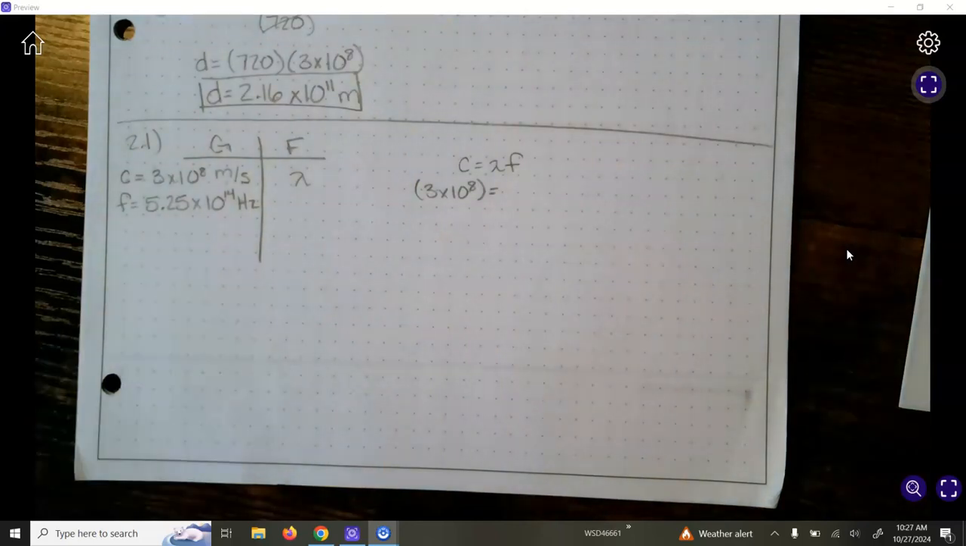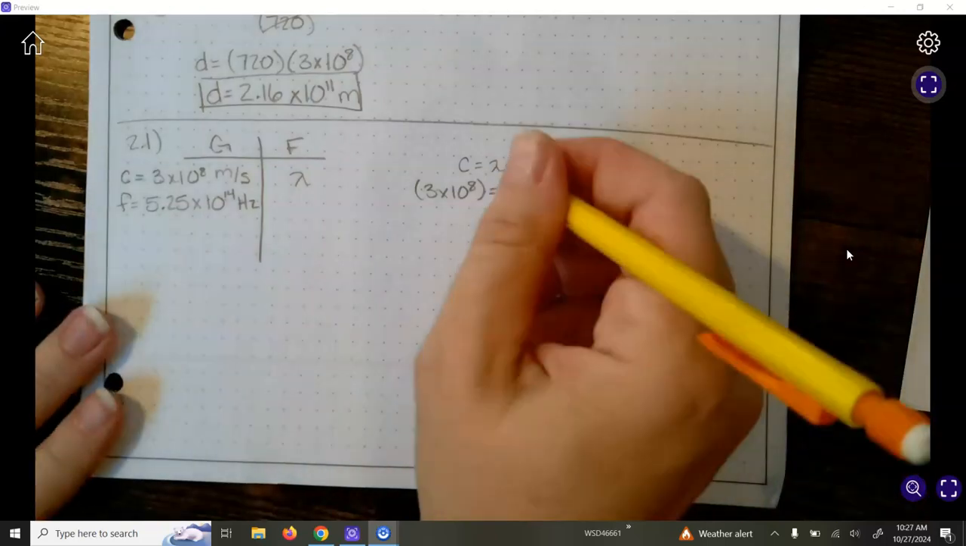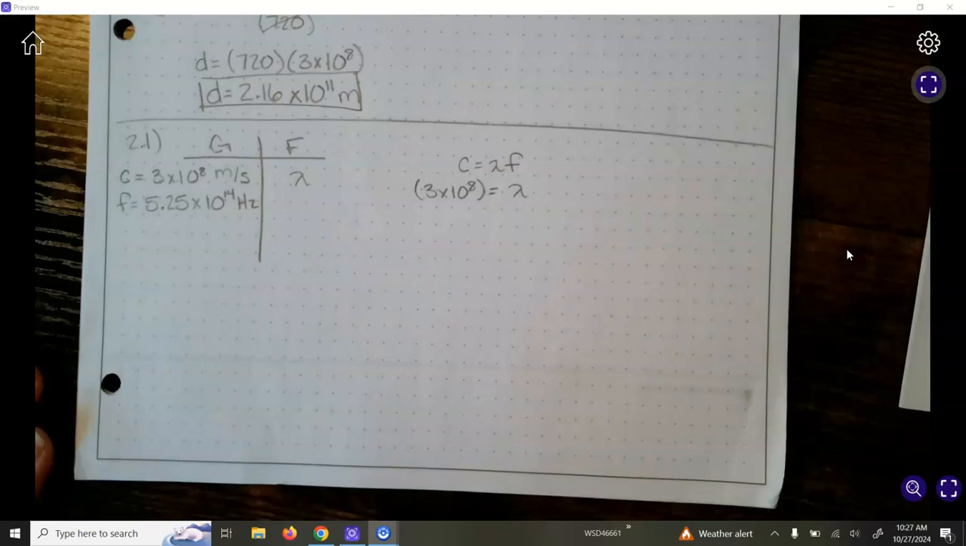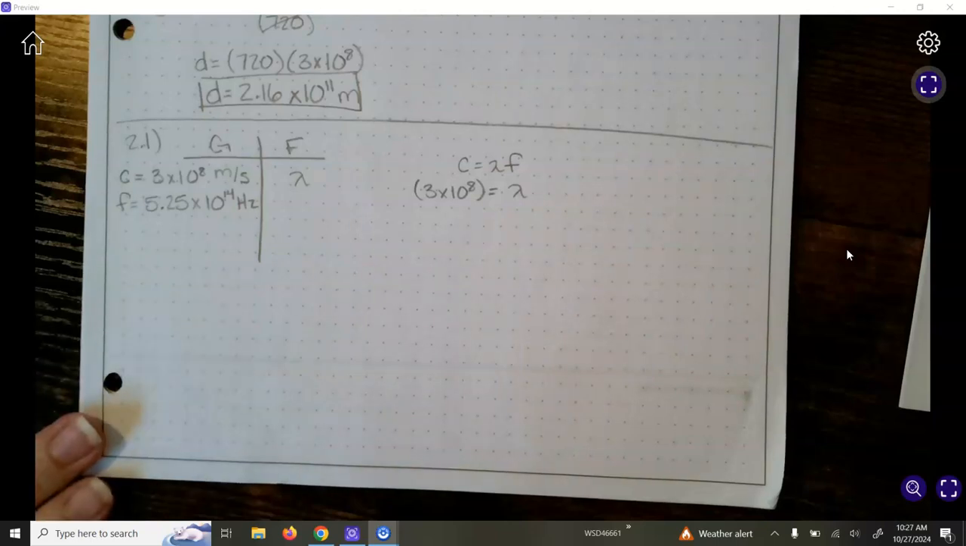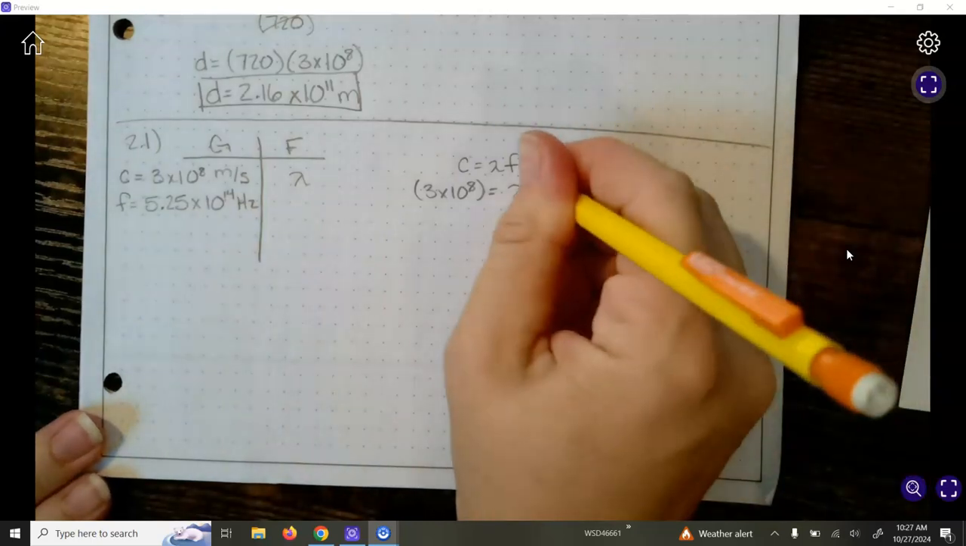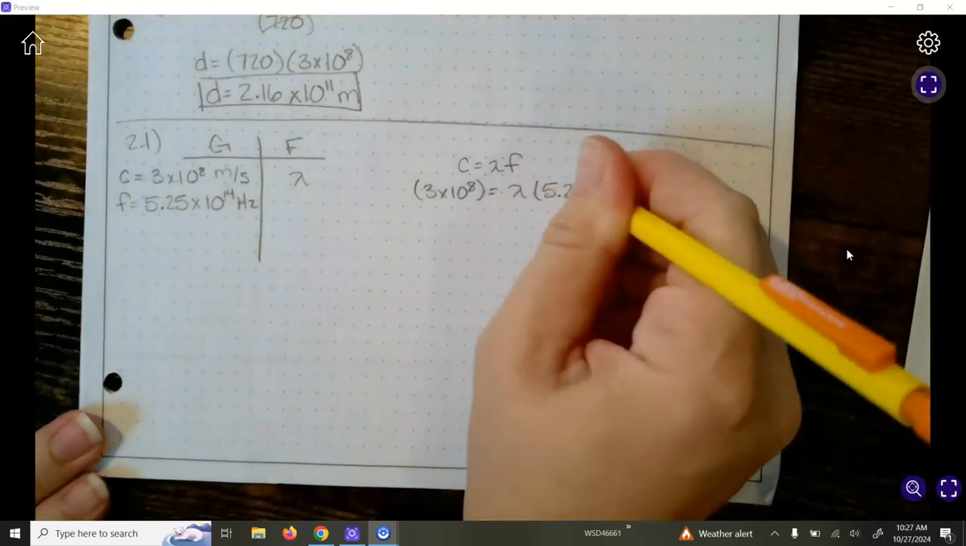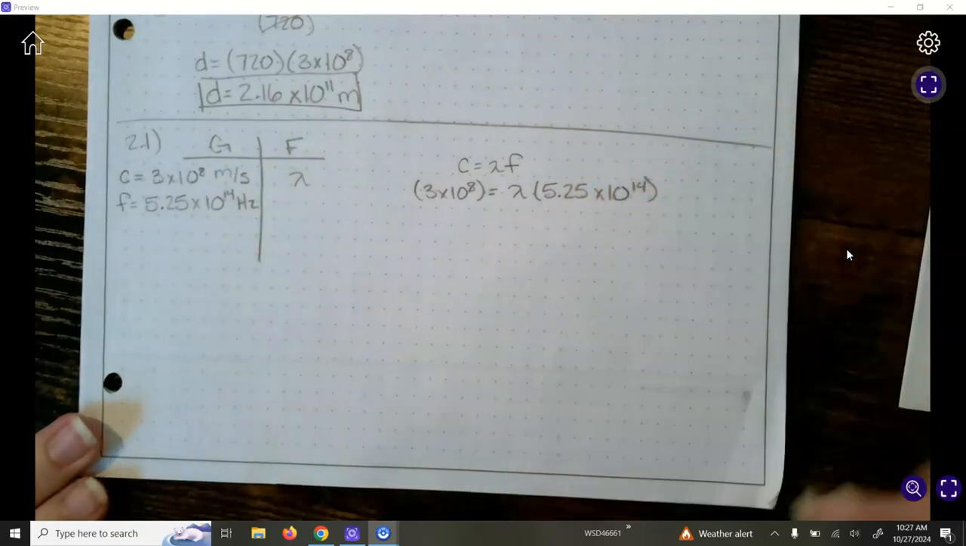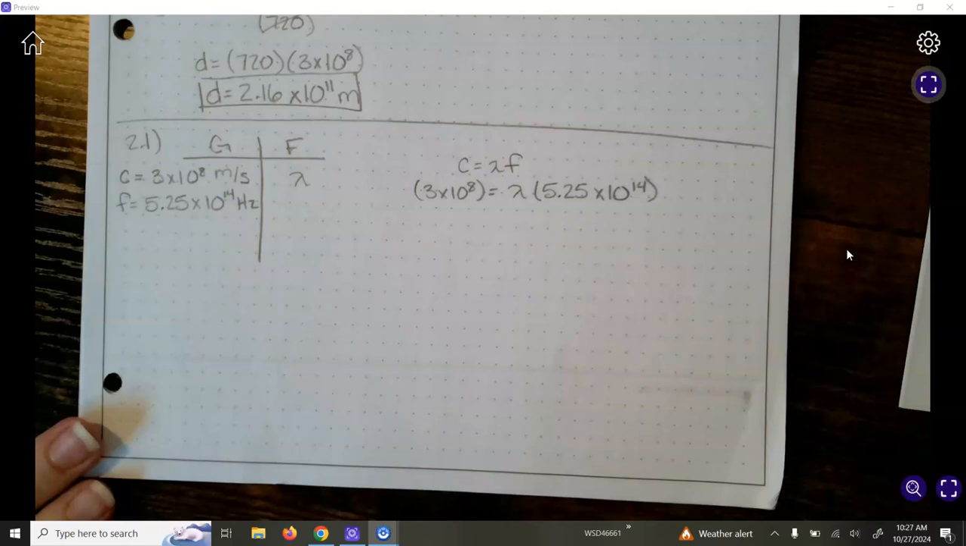What am I going to plug in for lambda? Lambda, right? That's my unknown. I'm going to leave it there. Lambda is my unknown. That's what I'm trying to find. What do I plug in for F, frequency? 5.25 times 10 to the 14th hertz, right? That's my frequency. We've done so many equations like this before.